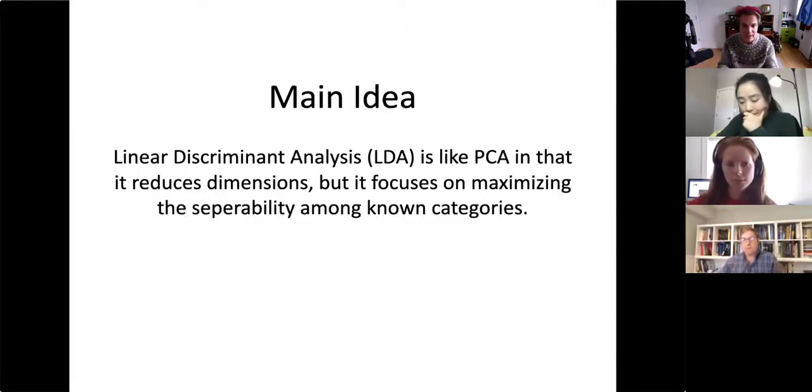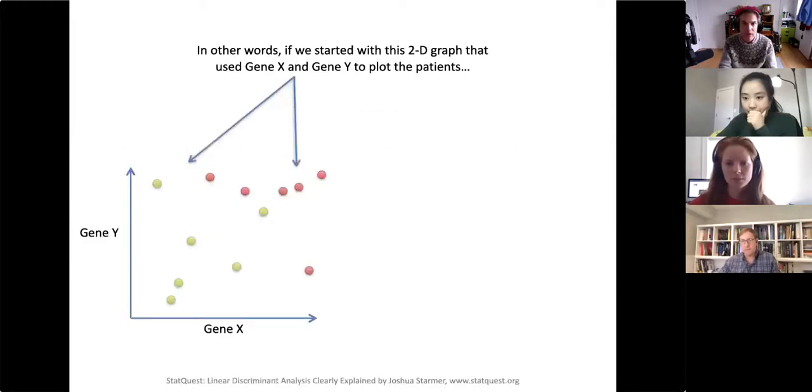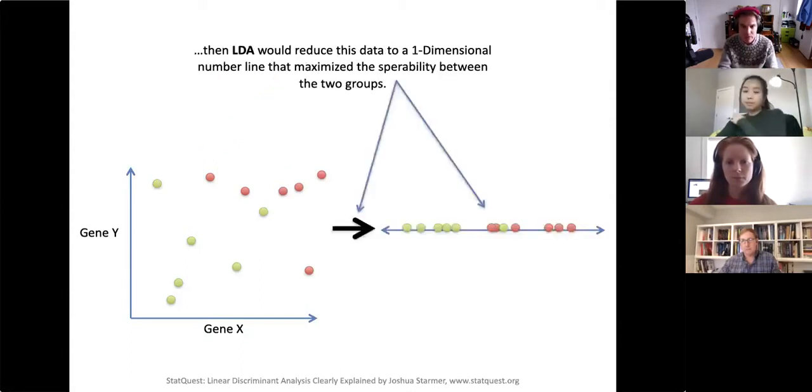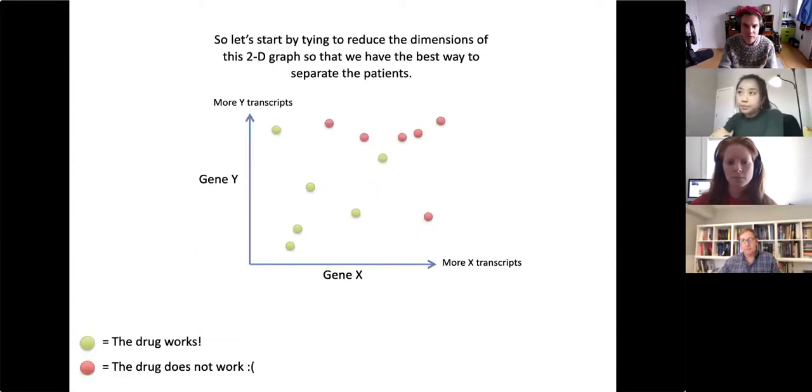Okay, so the main idea, again, is linear discriminant analysis is like PCA in that it reduces dimensions, but it focuses on maximizing the separability among known categories. In other words, if we started with this 2D graph and used gene X and gene Y to plot the patients, then LDA would reduce this to a one-dimensional number line that maximized the separability between the two groups. So let's start by trying to reduce the dimensions of this 2D graph so that we have the best way to separate patients.